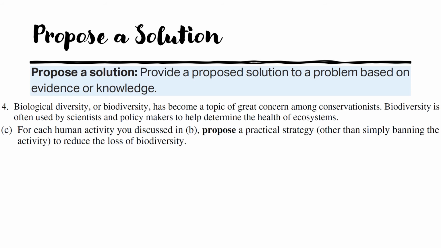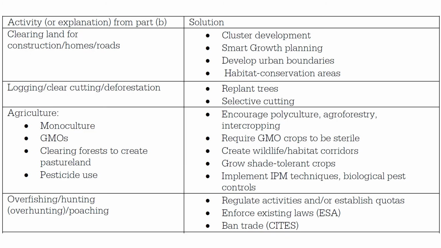So our example: biological diversity, or biodiversity, has become a topic of great concern among conservationists. Biodiversity is often used by scientists and policymakers to help determine the health of ecosystems. C. For each human activity you discuss in B, propose a practical strategy other than simply banning the activity to reduce the loss of biodiversity. Let's take a look at some of the accepted answers. We have clearing land for construction, logging, clear-cutting, deforestation as activity examples. And let's take a look at solutions.